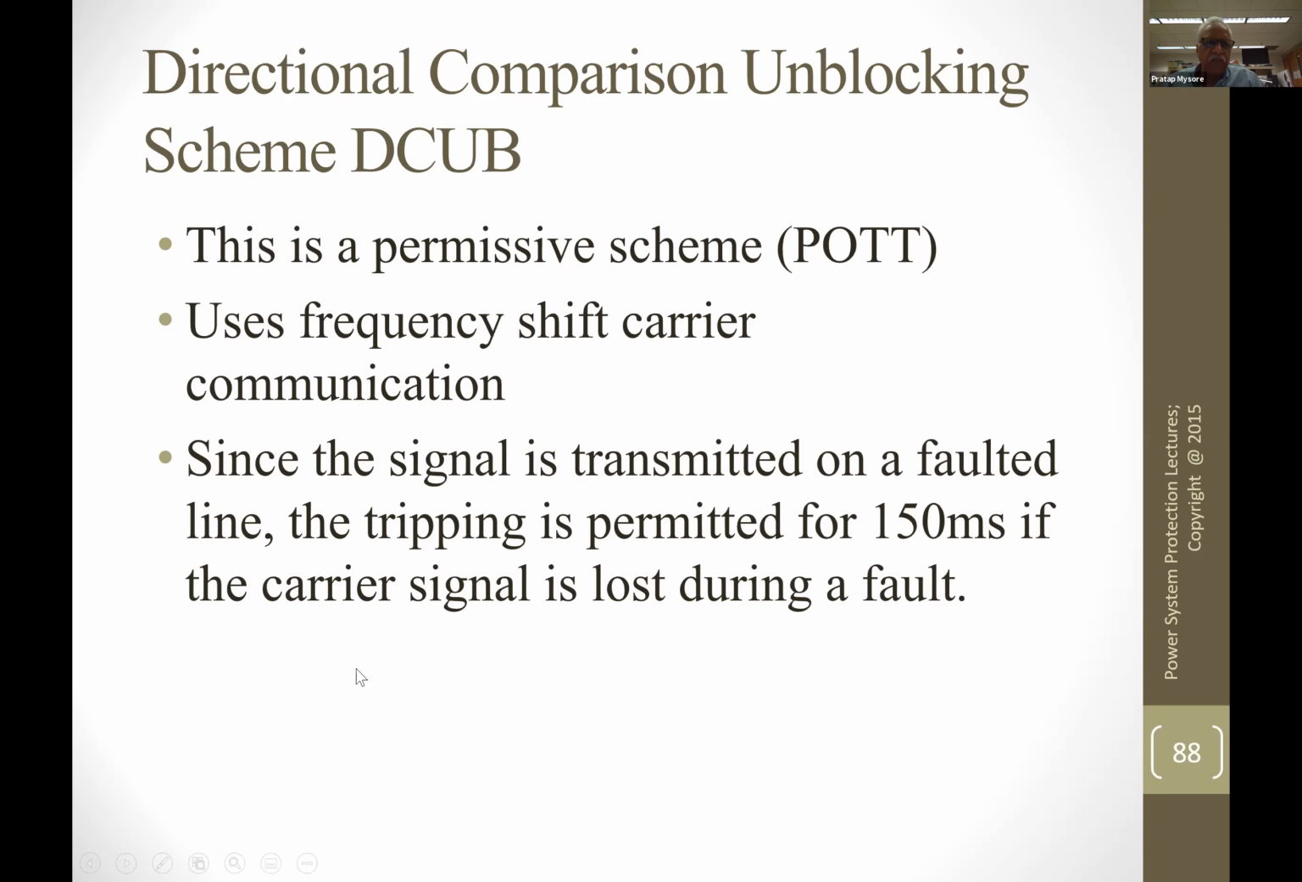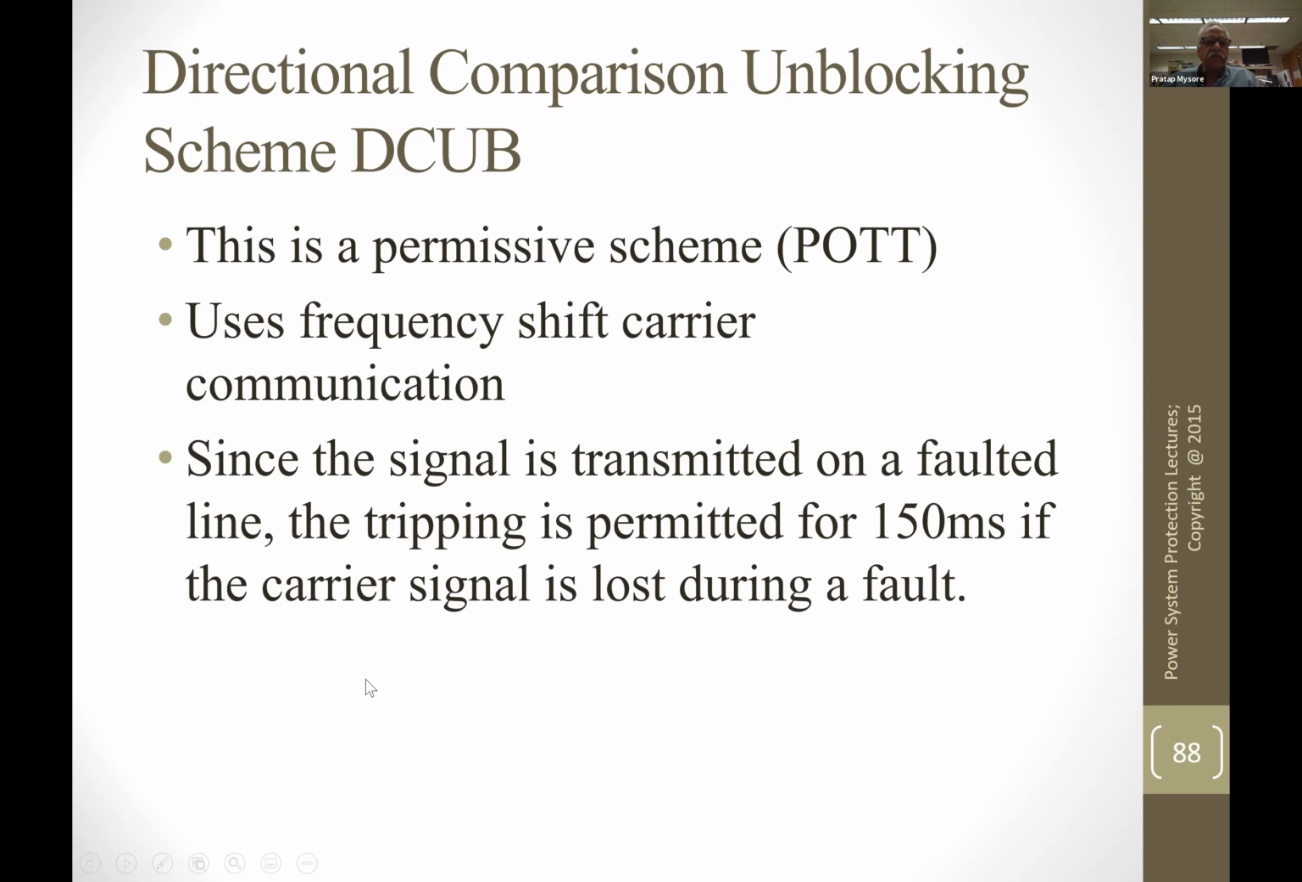Suppose the signal was lost before the fault. After 150 milliseconds, this scheme is disabled and it works like a stepped distance scheme. So the difference between DCUB, the directional comparison unblocking scheme, and a POTT scheme is that if there is any loss of signal during those 150 milliseconds, as soon as a fault occurs, it overtrips.